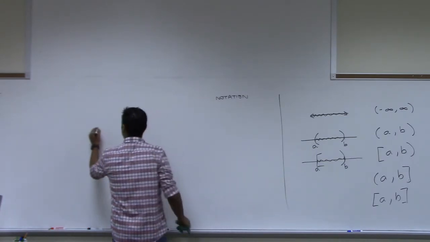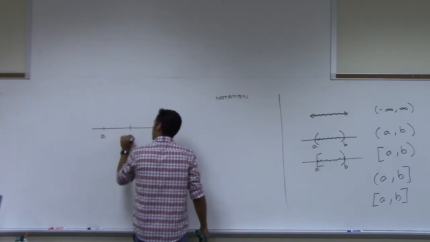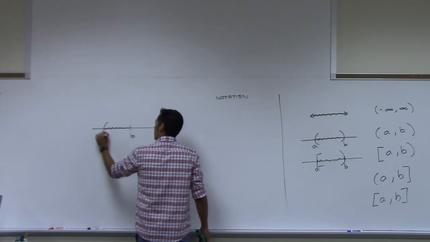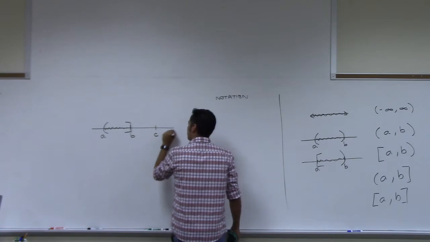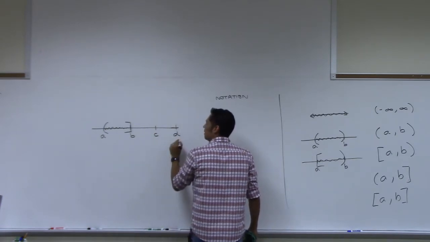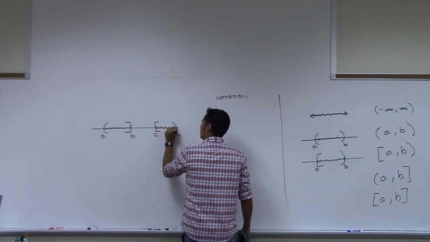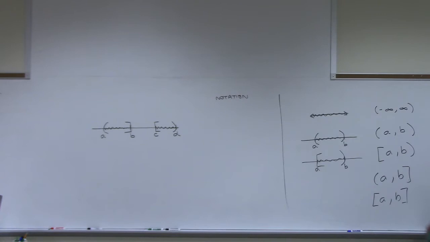What if we have A, B, everything between A and B, not including A, including B, and everything from C to D, let's say including C, not including D. How would we write that? What would be the notation for that?